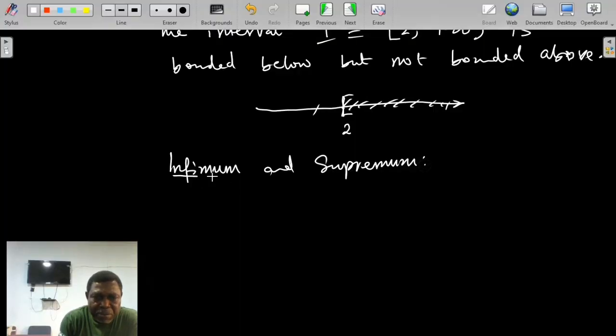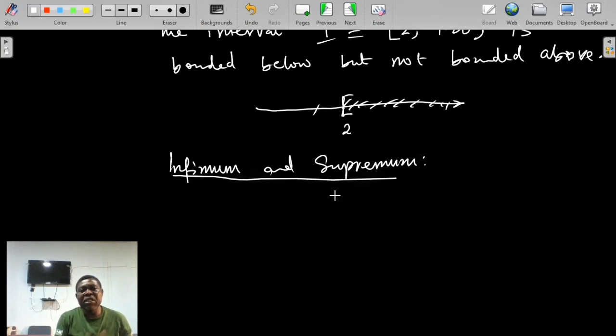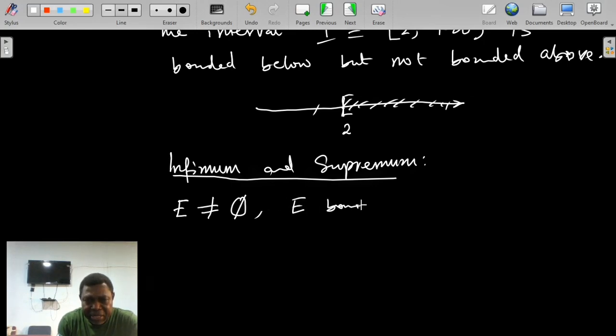The concept of infimum and supremum. This is a very important concept, and we should treat it as such. Now, infimum of a set, let me just put down notations. Suppose E is given to be a non-empty set. We assume E is a non-empty set, and we assume that E is bounded below.